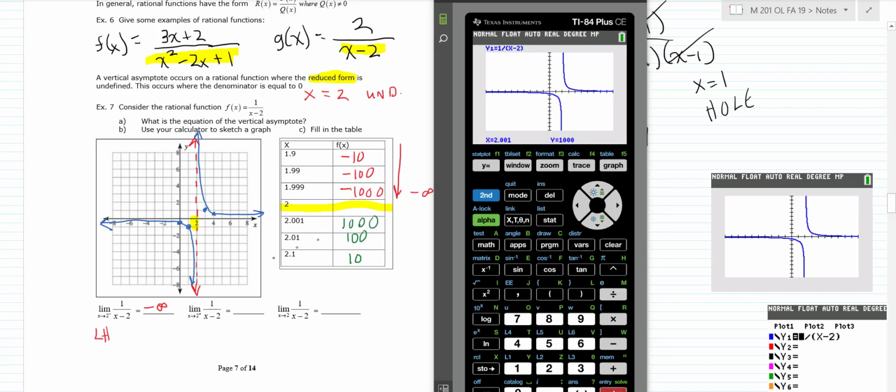Okay, so what's happening as we get close to 2? This number is getting bigger, so it means that it's going to infinity. So we would say that for the right-hand limit, from the graph you can tell the closer you get to 2, the graph just swings up and goes to positive infinity.